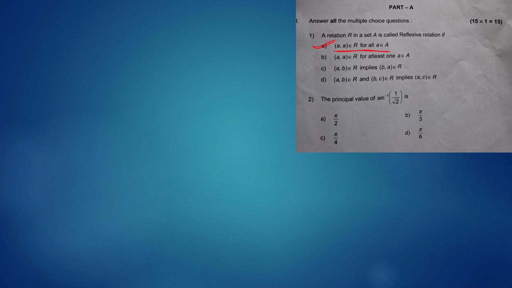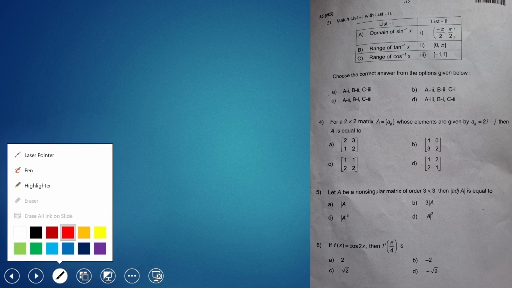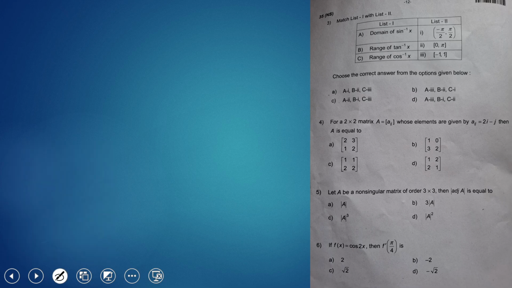Second question is also a direct question. The principal value of sine inverse of 1 by root 2 is nothing but pi by 4. The third question, which depends on the domain and range of the inverse trigonometric functions, directly looking at the question, we can say that the answer is option D.